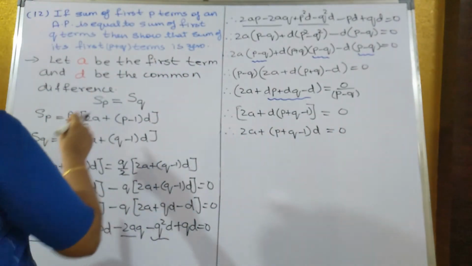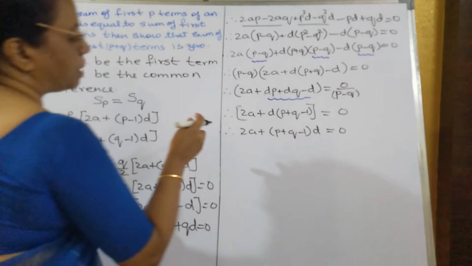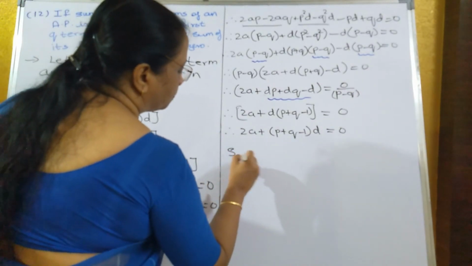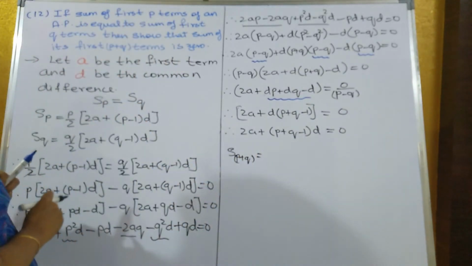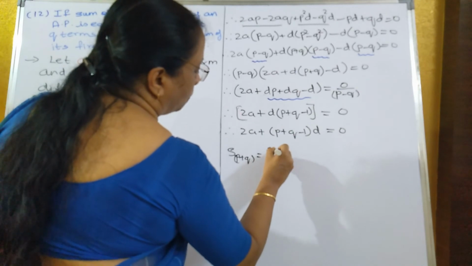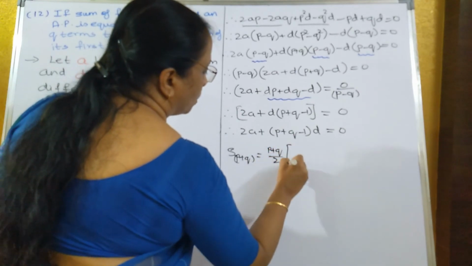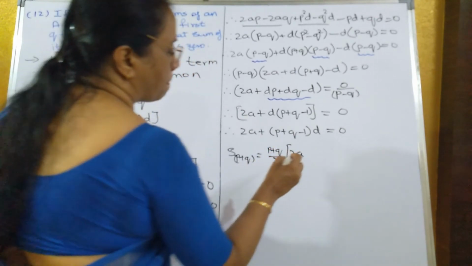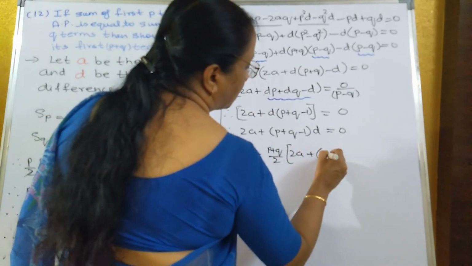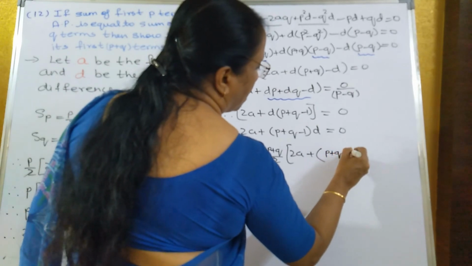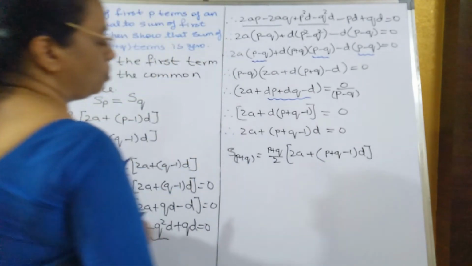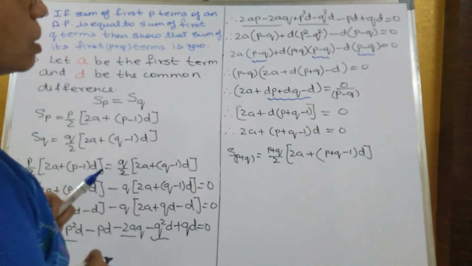Now we have to prove that the sum of the first P plus Q terms. So what is S P plus Q? Over here N is what? P plus Q. So N, that is P plus Q upon 2 into 2A plus N minus 1. What is N over here? P plus Q minus 1 into D. We have to find out this and show that this is equal to 0.